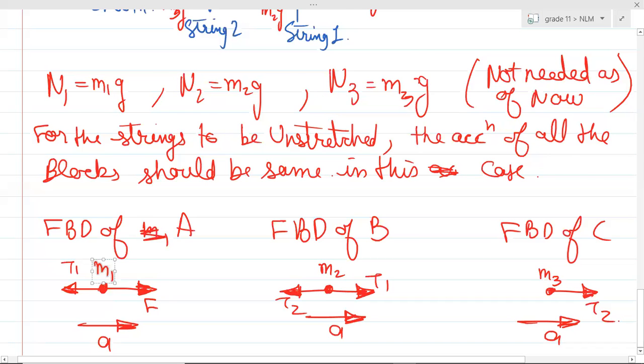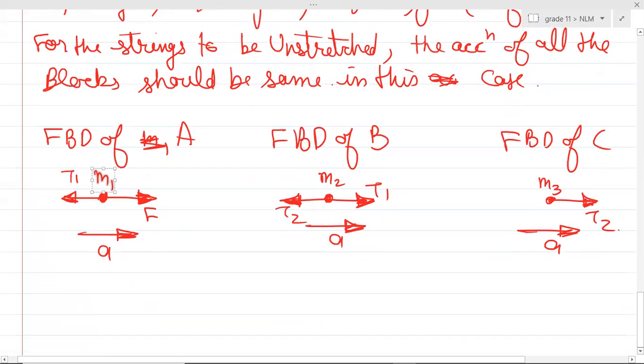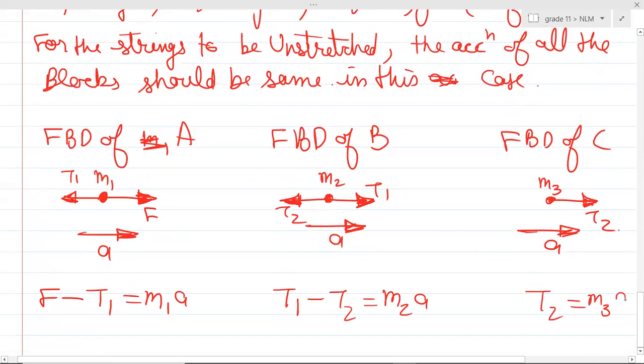So is this clear, guys? Is the free body diagram clear? Now if the object is accelerating towards right, then can I say F minus T1 is equal to M1 into A? Can you see T1 should be greater than T2? So T1 minus T2 equals M2 into A. And there is only one force T2 over here, so T2 is equal to M3 into A. Is this equation clear?